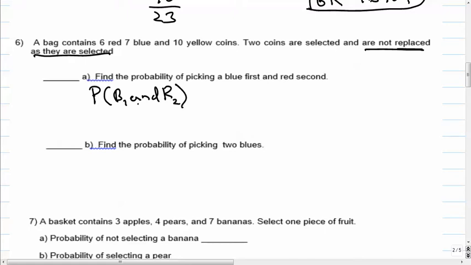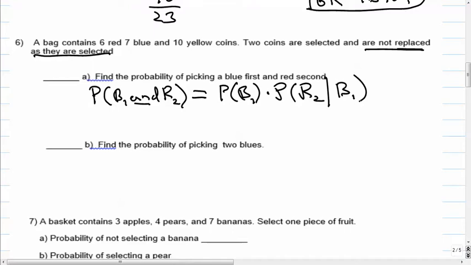I told you when you have an and, think of this formula. It works and you might not need it, but it does work. The probability of a blue first times the probability of a red second, knowing you have a blue first, okay? This formula works all the time. When you're doing 2 things at the same time, you might want to consider that conditional probability formula. You need to have that memorized, okay? That's a given right there.